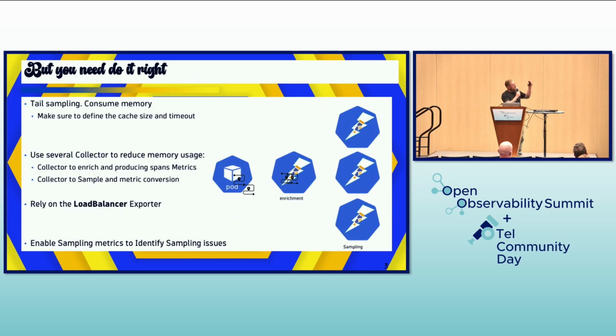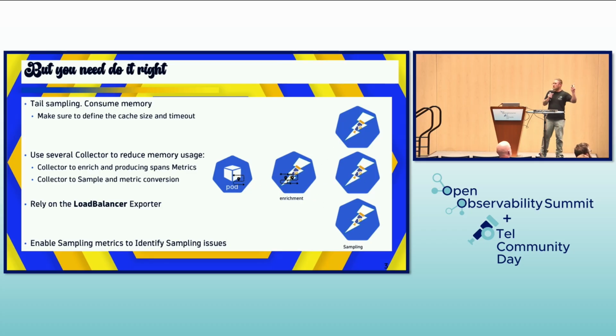When you do this, you need a proper architecture. First, I will use one collector that will do the enrichment and then generate the span metrics. So then I know 100% of the spans arrived at the collector. I produce the metrics, and then I load balance my traces to different replicas of collectors. Those will be load balanced based on the trace ID, so I know that it will always be sent to the right replica. And then at the end, I'm sampling it.